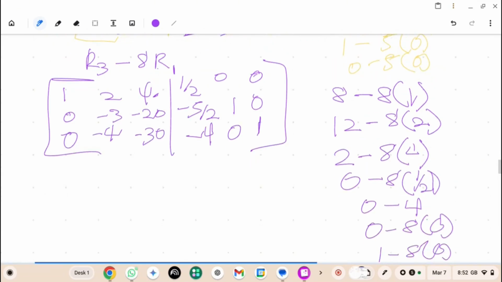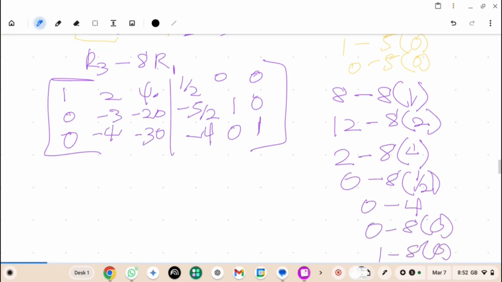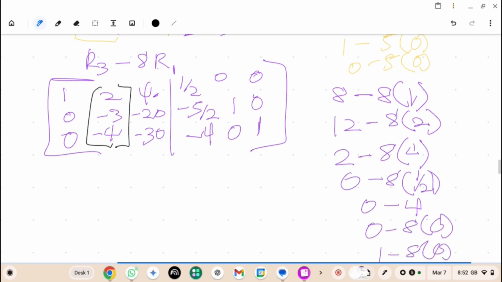So now we are done with the first column. All the elements in the first column, we've had our 1, 0, 0. So you're moving to the second column. We are changing this 2 to 0, this negative 3 to 1, and this negative 4 to 0.